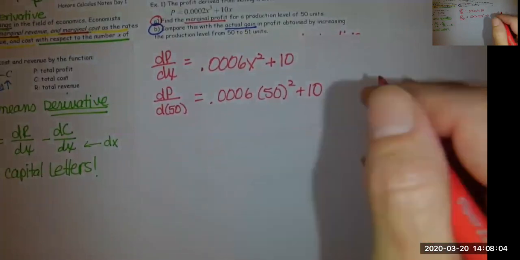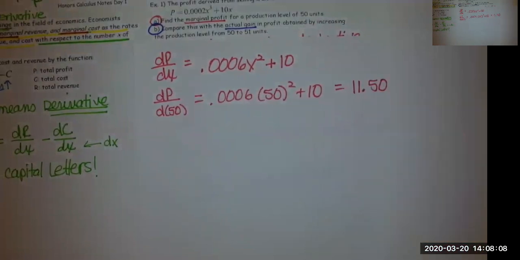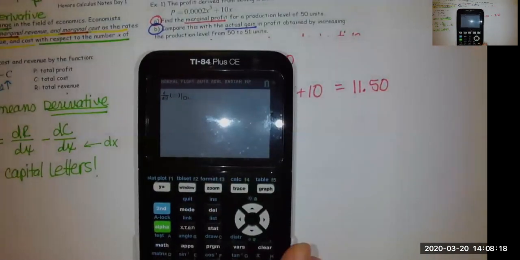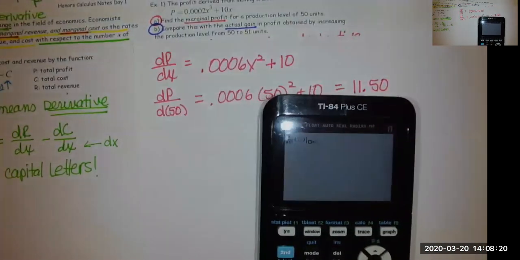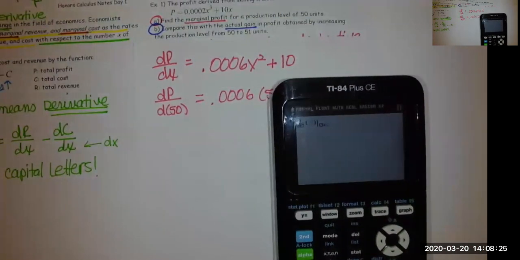Okay, and you should get 1150. Now, if you don't feel like taking the derivative, you can go to Math 8, right? So I'm going to put my calculator screen there. Hopefully you can see that. It's kind of dark. There we go.